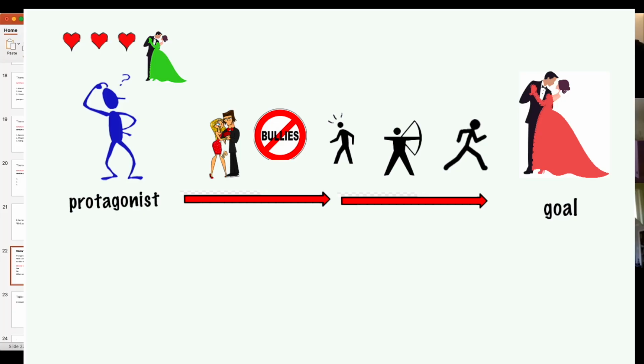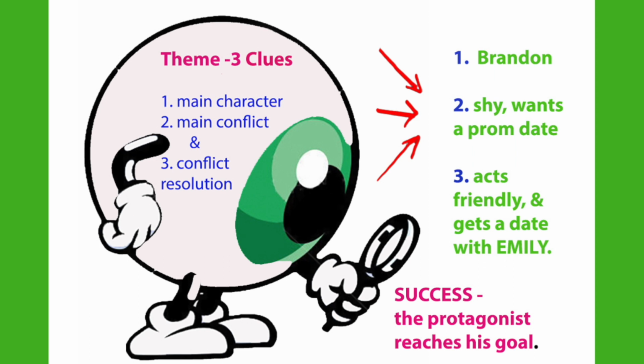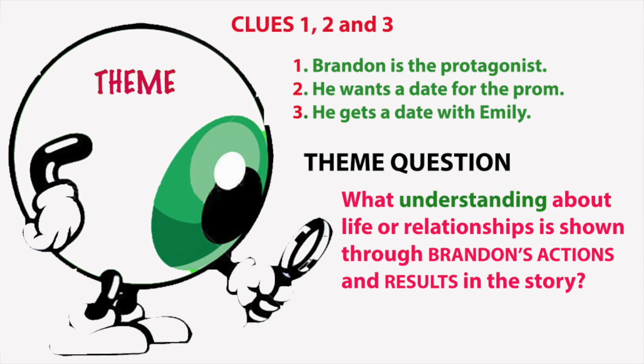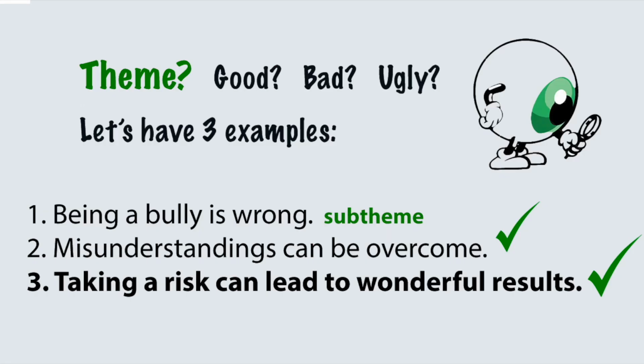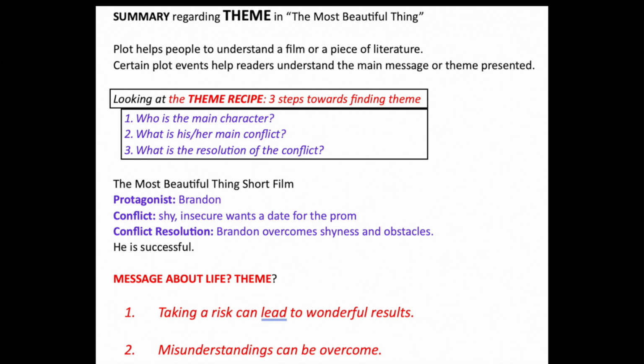So the main character has a goal. His goal is to get a prom date. His problem is he's awkward, he doesn't know girls, he doesn't know how to socialize, so he purposefully tries really hard, practices smiling, practices in the mirror, and overcomes his shyness, and he gets the girl. So those three are your best hints towards the theme. Who's the main character? What's the main problem? How is it solved? And just to recap for theme here, there are basically three questions you can ask yourself as a kind of recipe for finding the answer.